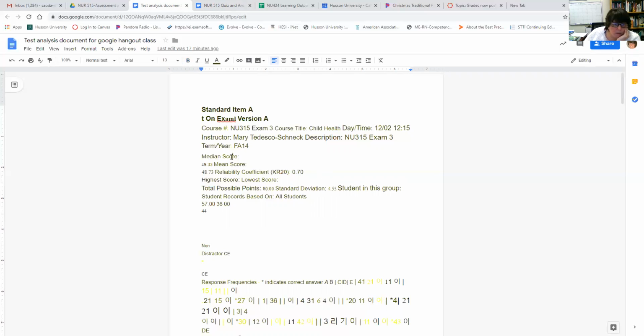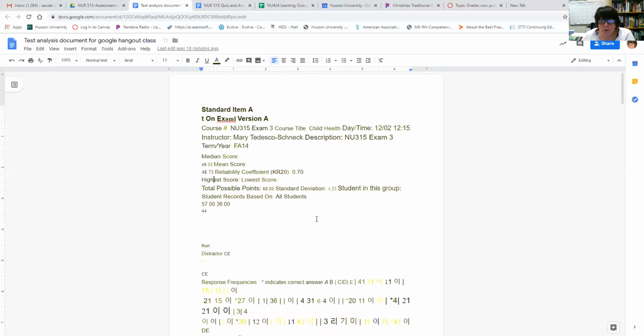You'll get a little bit of statistical analysis, including a median score, which is your score right in the middle, the mode, your most frequent score, your mean score, which is the average of all the scores, and then this thing called the KR20, or the reliability coefficient. That gives you an indication of, if I gave this exam to another group of students at another point in time, would this exam actually measure what I think it should? And the higher the value, the better the exam.